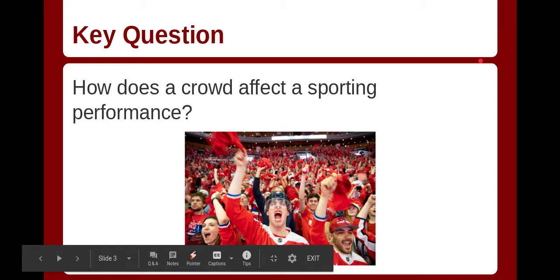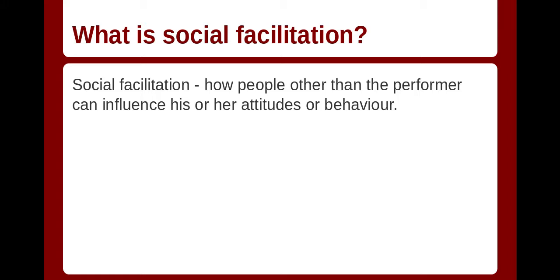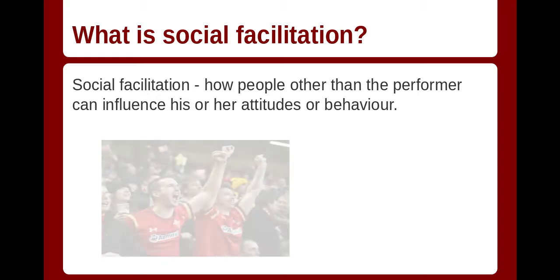So our key question is, how does a crowd affect sporting performance? We need to think about what social facilitation is to start with. It's how people other than the performer can influence his or her attitudes or behaviours. So the other people involved in the situation, how they're going to affect your performance, or the performance of others within your team.